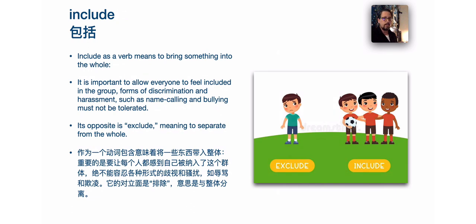Our next word is include. Include as a verb means to bring something into the whole. It is important to allow everyone to feel included in the group. Forms of discrimination and harassment, such as name-calling and bullying, must not be tolerated. Include is the opposite of exclude, which means to separate from the whole.